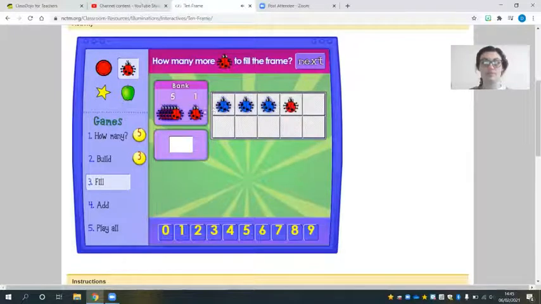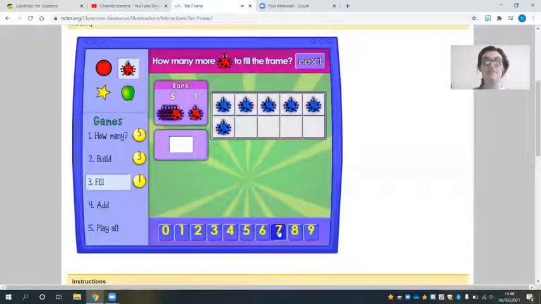1, 2, 3, 4, 5, 6, 7. Let's double check. We're just counting our red ones. 1, 2, 3, 4, 5, 6, 7. Let's try it. 7. How many more bugs to fill the frame?